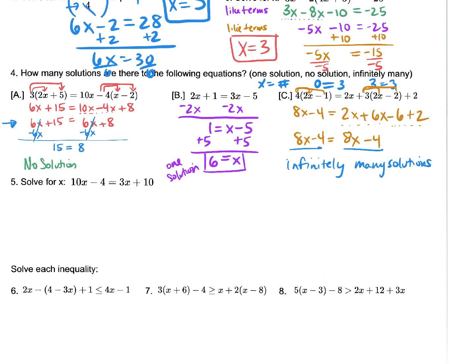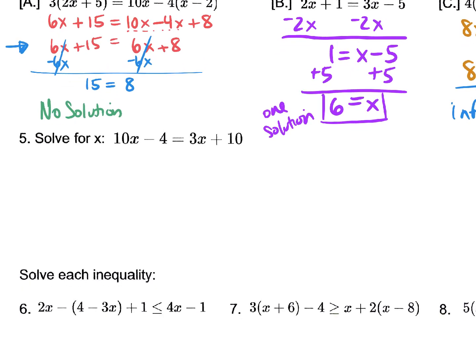All right, more solving. Number 5 starts out by setting each variable together and each number together. So we've got 10x minus 4 is equal to 3x plus 10.